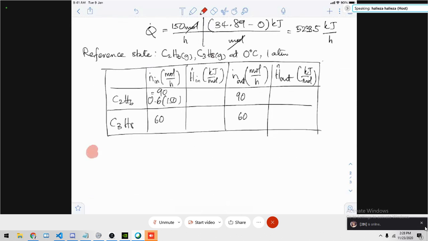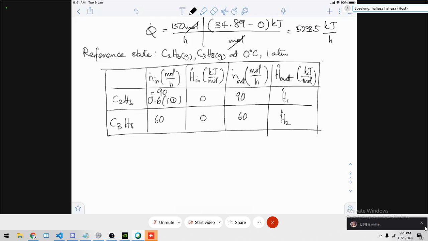What is the inlet enthalpy for both components, guys? What is enthalpy in for both components? Zero. Good. Because we already specified that both of them is at the inlet. The reference state is the inlet condition. So that's 0. So now I need to calculate this value and that value.